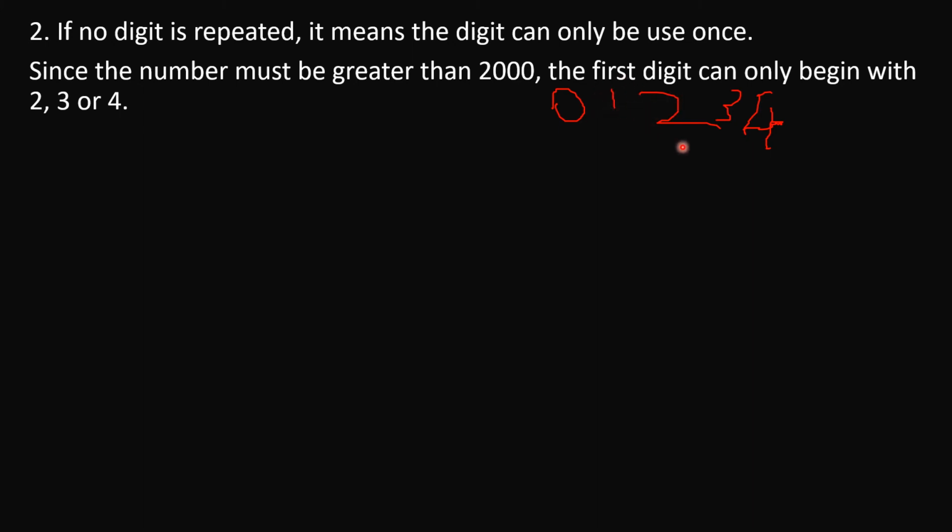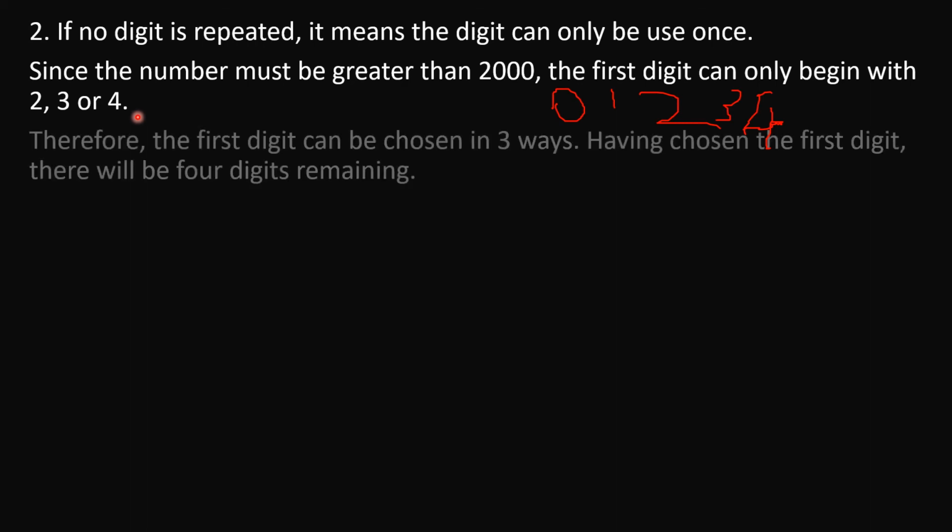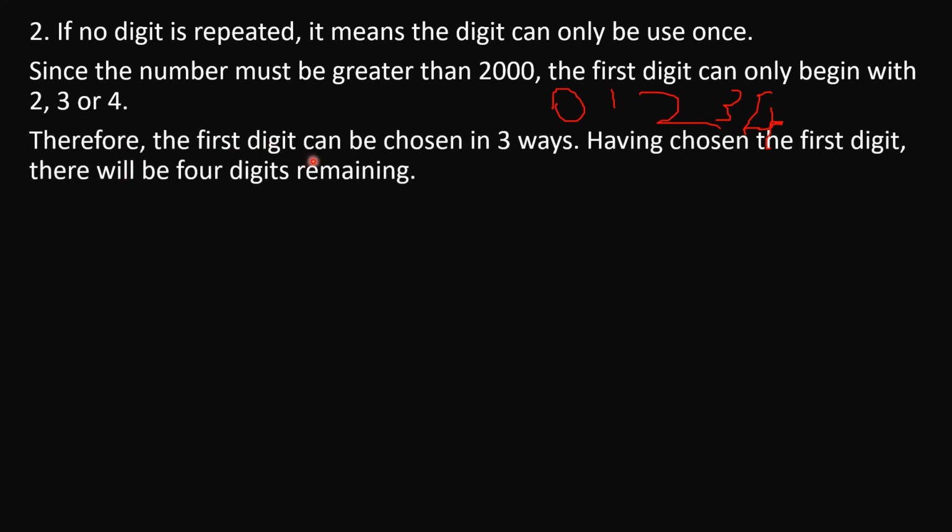But if I choose 2, I can start from 2000 to 2999, which is good. And then 3 and 4 will all be greater than 2000. So the first digit can only begin with 2, 3, or 4. Therefore, the first digit can be chosen in 3 ways, because we have 3 digits here. I have 3 different ways of selecting the first number.